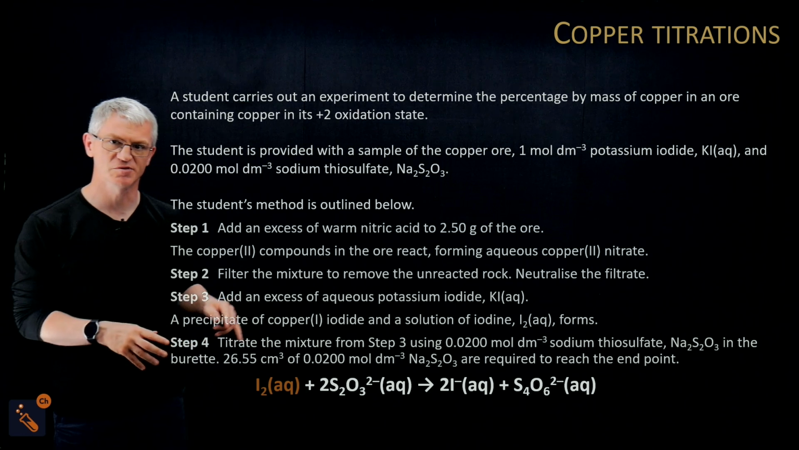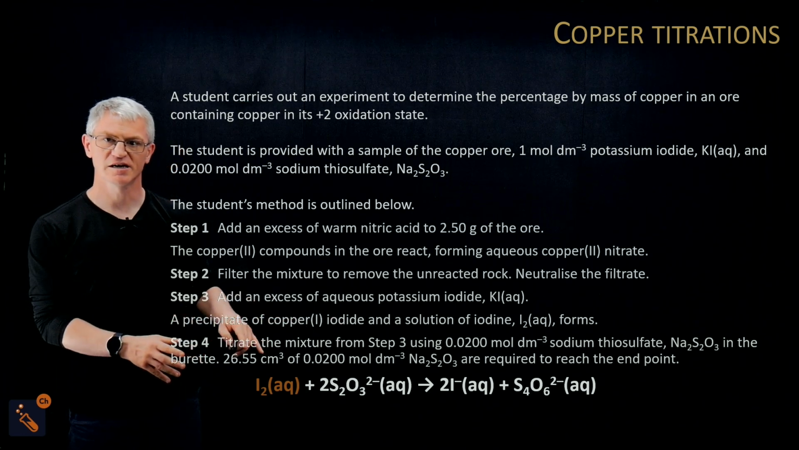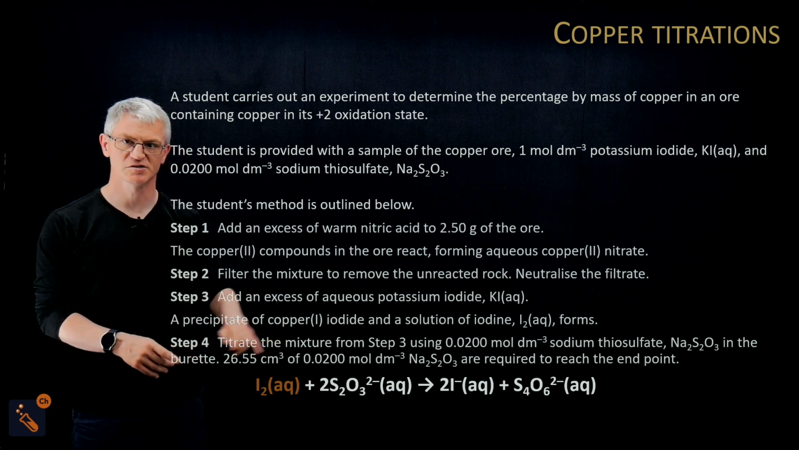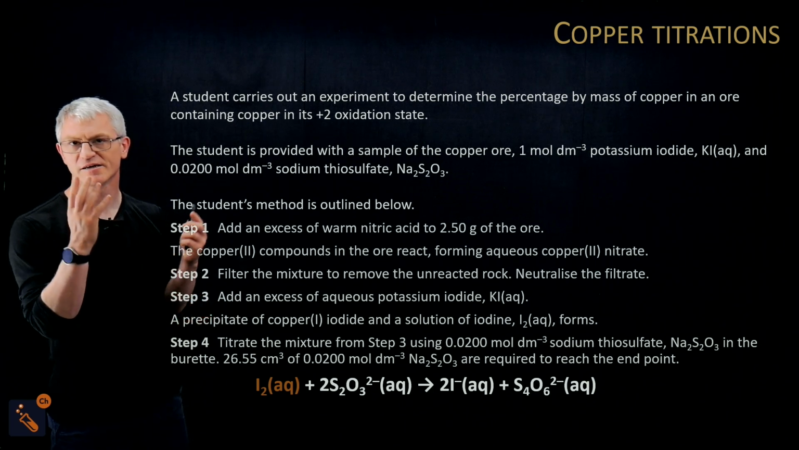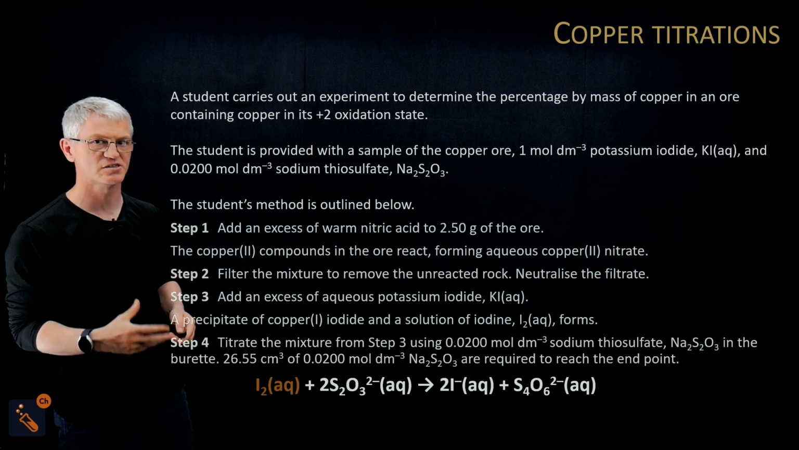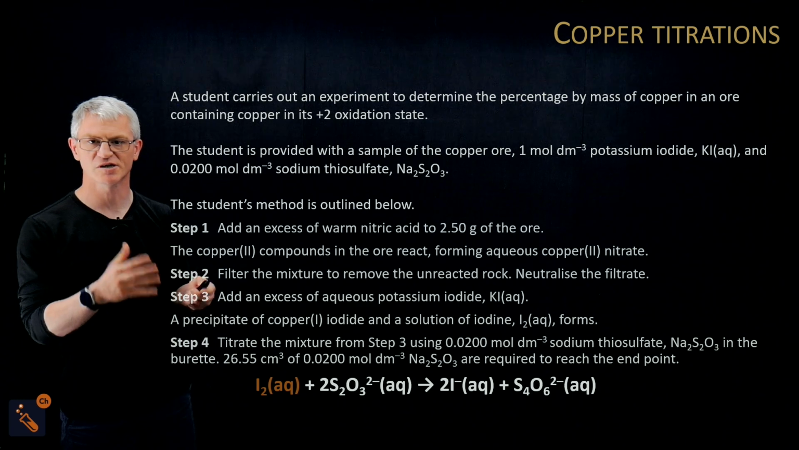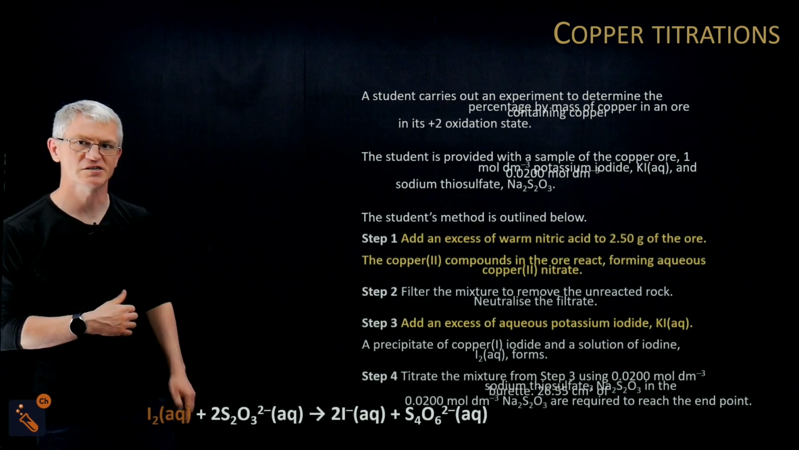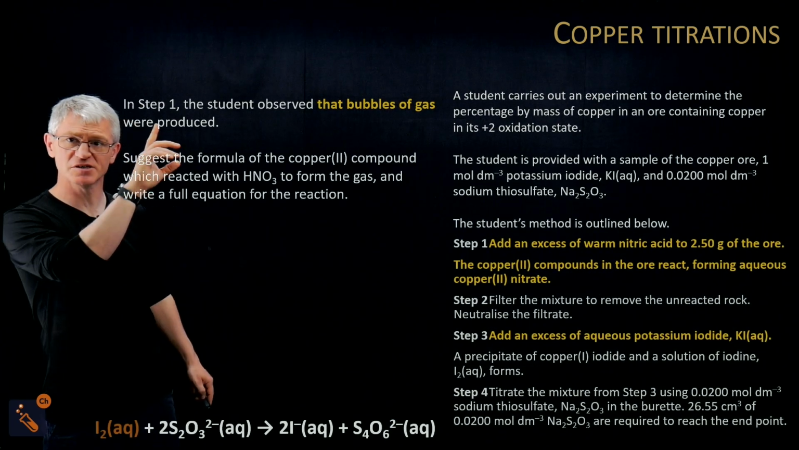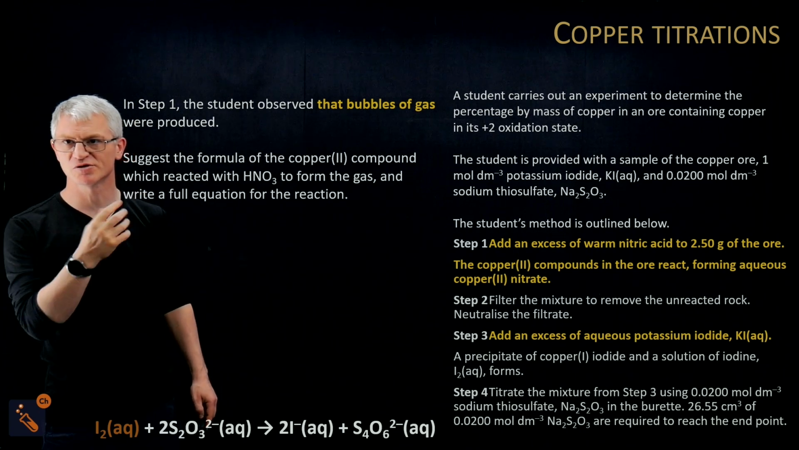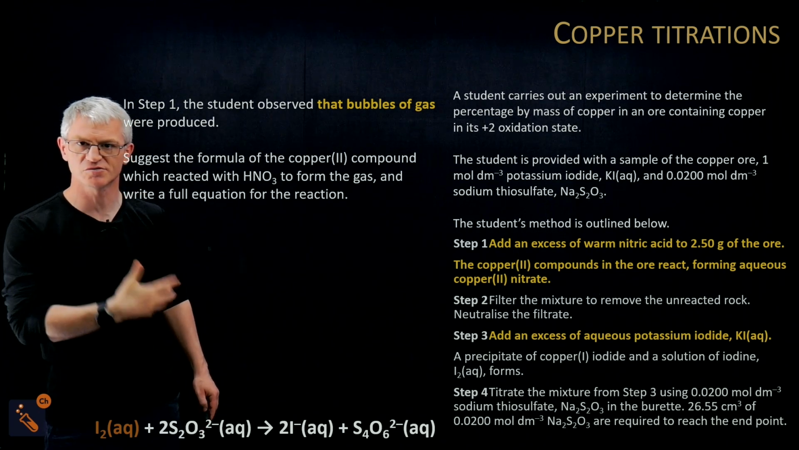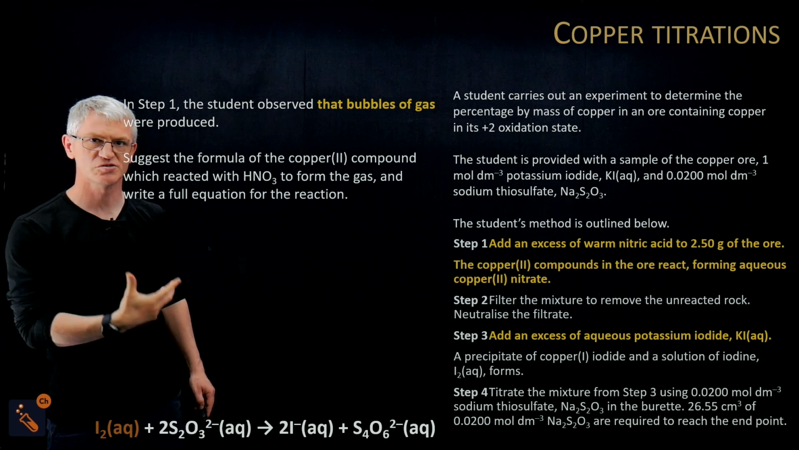Titrate the mixture from step 3 using thiosulfate, and here is your volume of the thiosulfate. So we know we've got to do moles. Again, tip with this is even if you don't understand what to do, just work out what you can and you'll get marks. So put that to the side. In step 1, they observe the bubbles of gas. That gives it away. Bubbles of gas. So which reaction does copper go through that produces bubbles of gas?